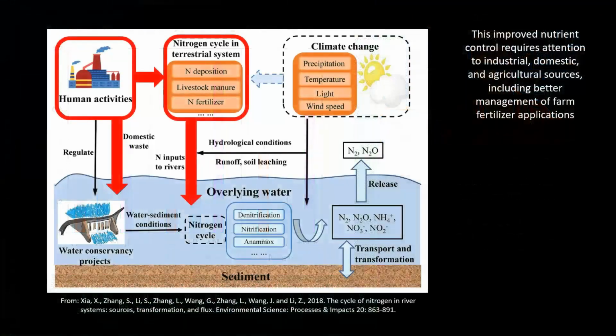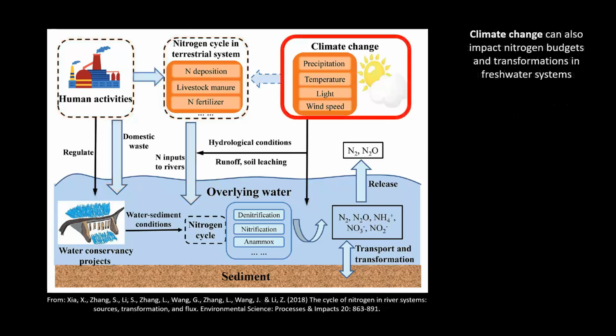This improved nutrient control requires attention to industrial, domestic, and agricultural sources, including better management of farm fertilizer applications. Climate change can also impact nitrogen budgets and transformations in freshwater ecosystems. For example, warmer temperatures increase enzyme activities and metabolic rates, which in turn affect oxygen dynamics and rates of microbial nitrogen transformation.